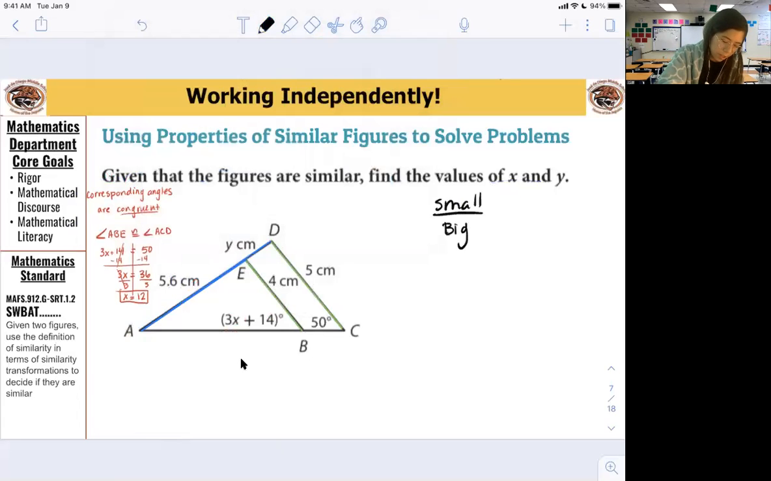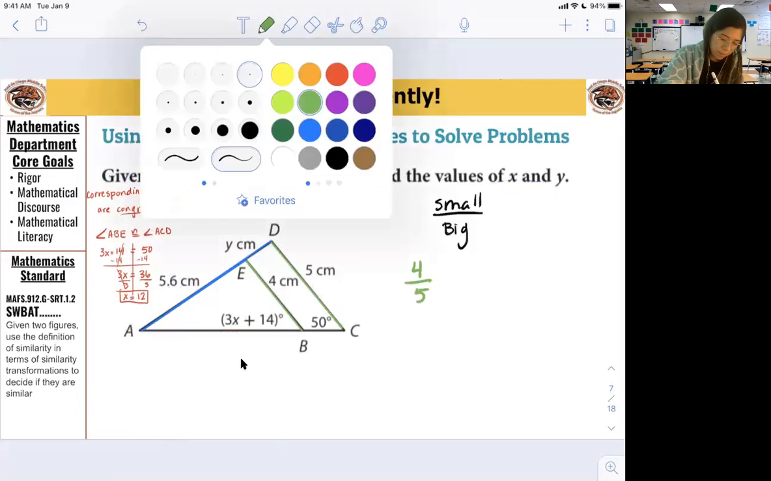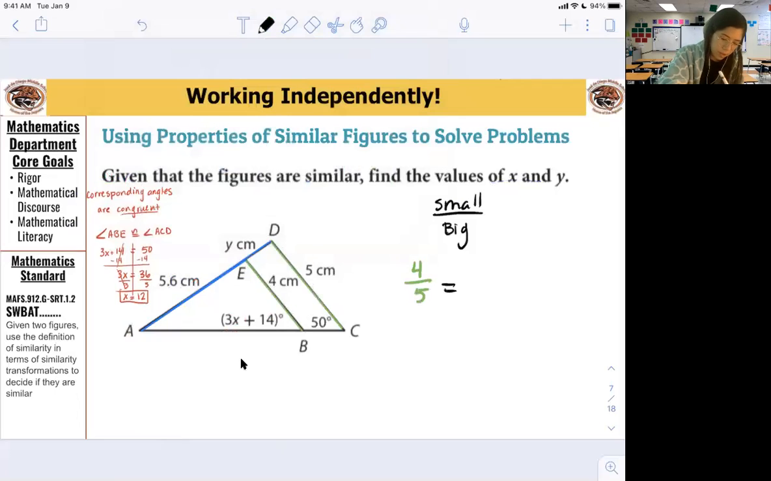Starting with green. With the green sides, that's going to be 4 over 5. Now, who can tell me what the blue side's going to be? Small over big. 5.6 over 5.6 plus y. Mm-hmm. I knew I had to add the 5.6 plus y, but then I didn't know what to do with that.